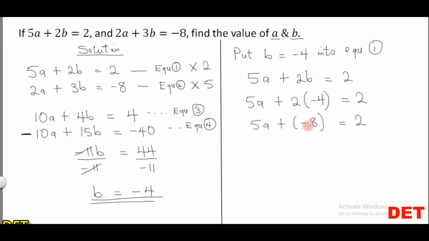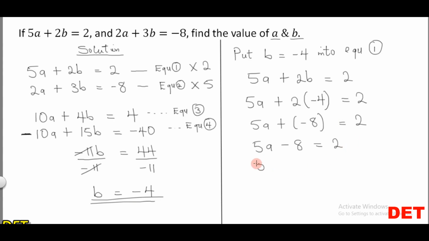So plus times minus will give me what? Minus. So this will be 5a minus 8 is equal to what? Is equal to 2. So the next thing I'm going to do here is to collect like terms, because you cannot remove 8 from 5a. Alright, they are not like terms. So I will take this minus 8 to the other side of the equation. So when this minus 8 crosses to the other side of the equation, it will become plus 8.